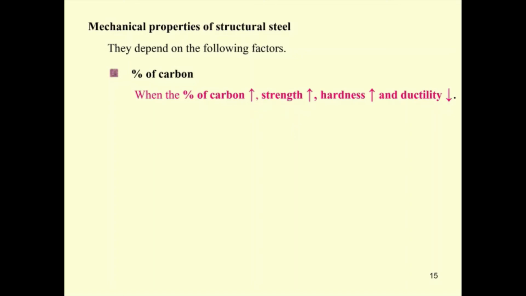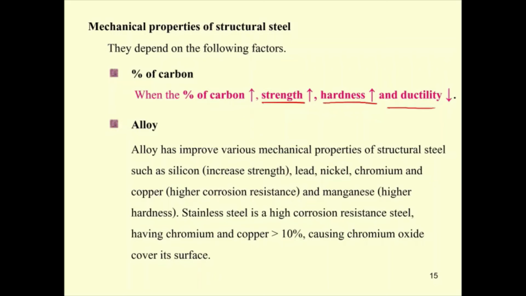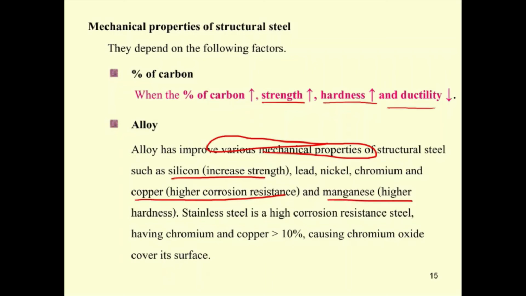So in short, when you put carbon into the steel, the strength goes up, hardness goes up, and ductility goes down. When you put alloy in it, it's going to improve some required mechanical properties. If you put in silicon, you increase the strength. If you put in copper, you get higher corrosion resistance. If you put manganese into it, you improve its hardness. So mostly the property of alloy steel is based on what additive you put in.